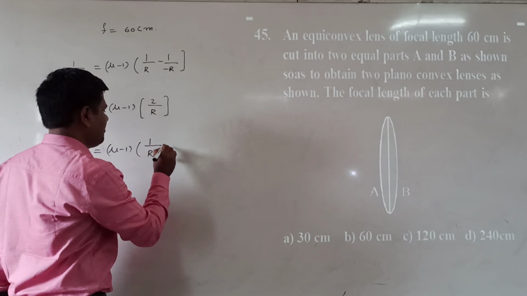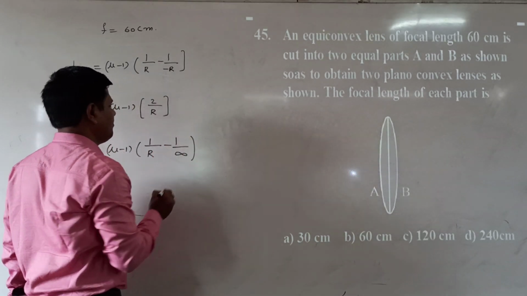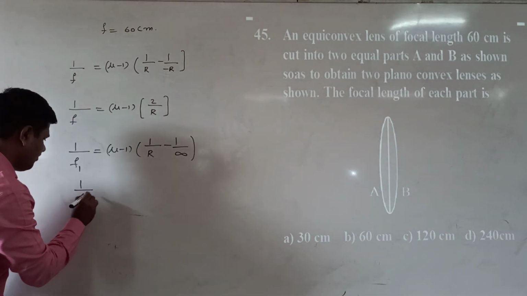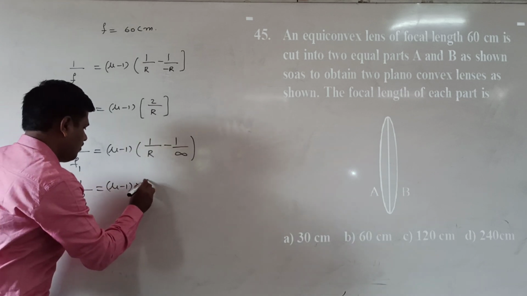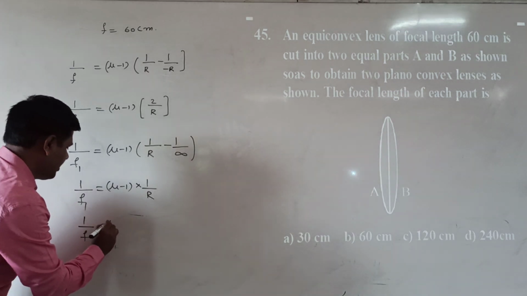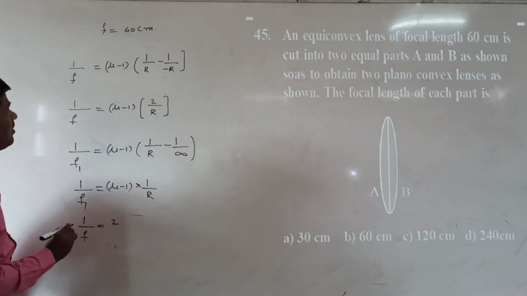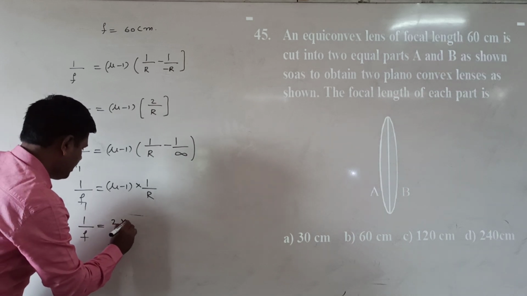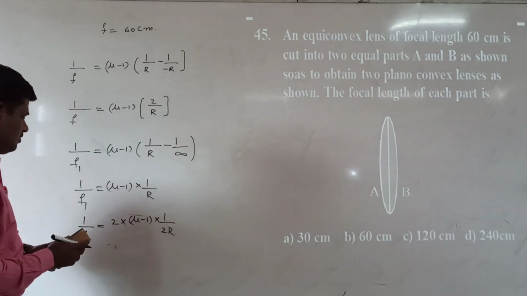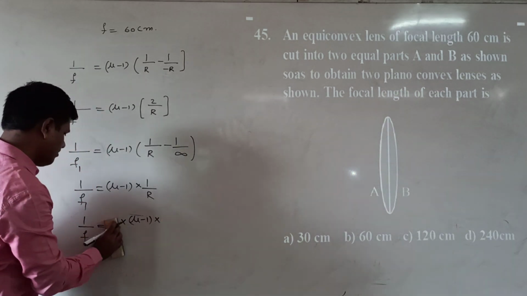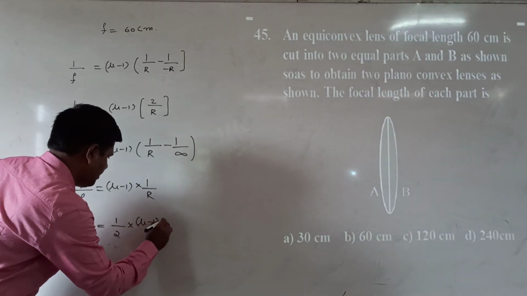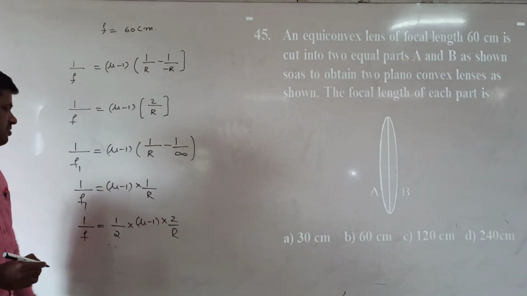Plano convex lens means one surface has radius r, and the other has radius infinity. For the plane surface, the radius is infinity. Now what are we getting here? 1 by f1 is equal to mu minus 1 into 1 by r. So what are we getting here? This we multiply and divide with 2, so 1 by f1 is equal to 1 by 2 into mu minus 1 into 2 by r. Multiplying and dividing, there is no change in the value.